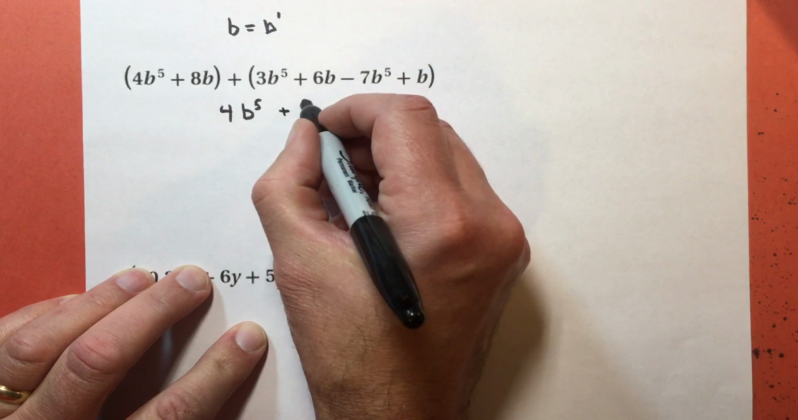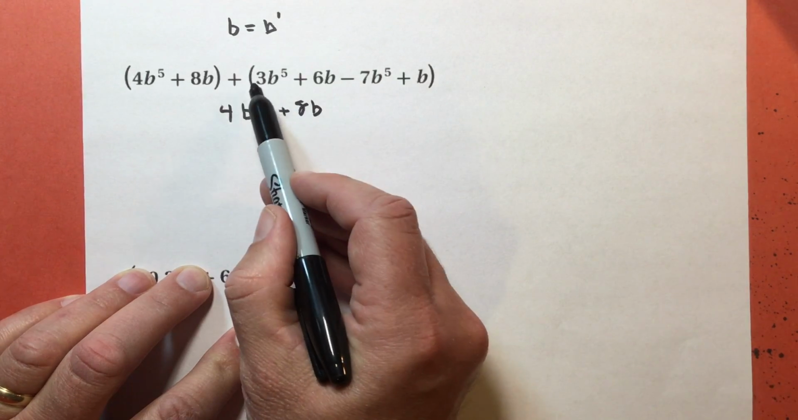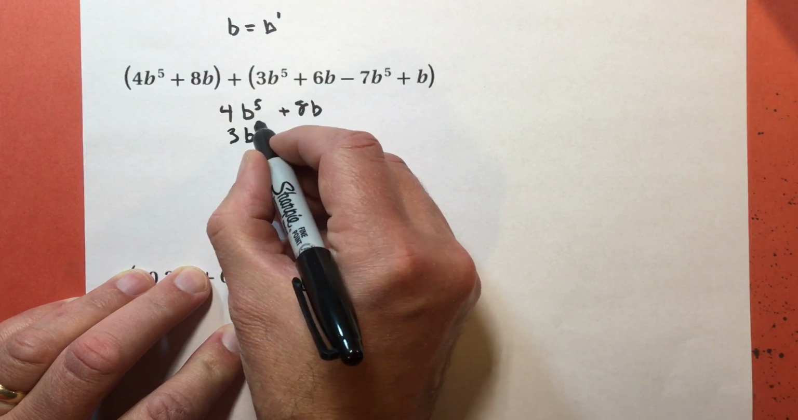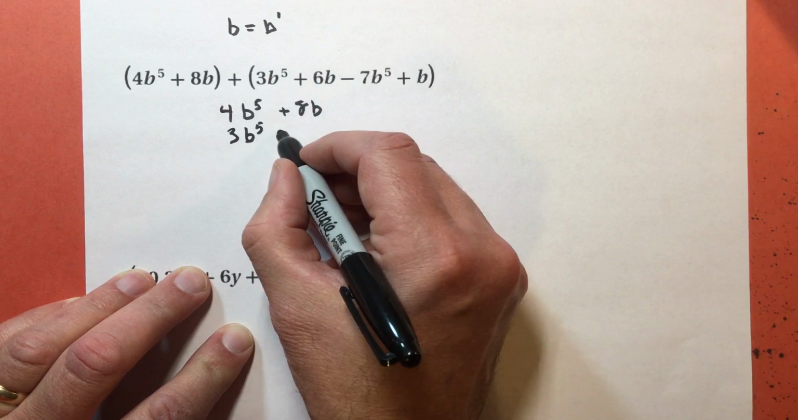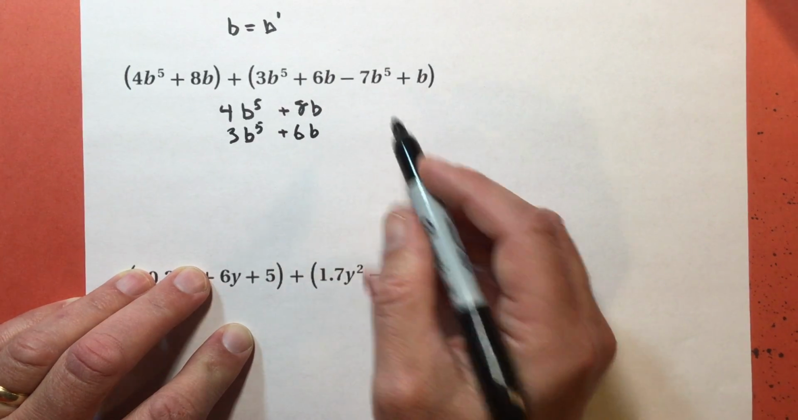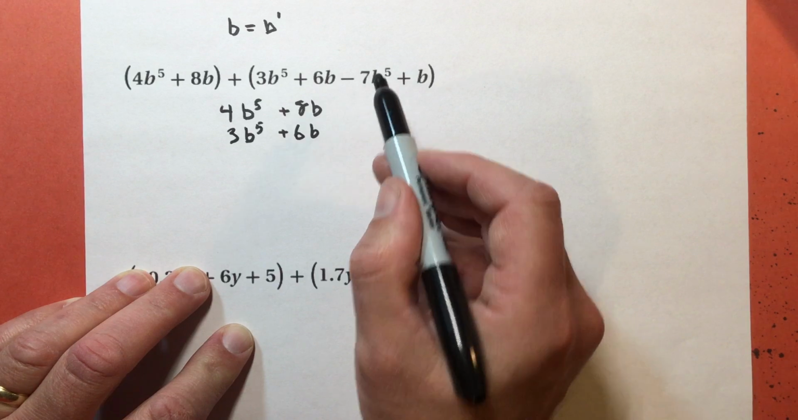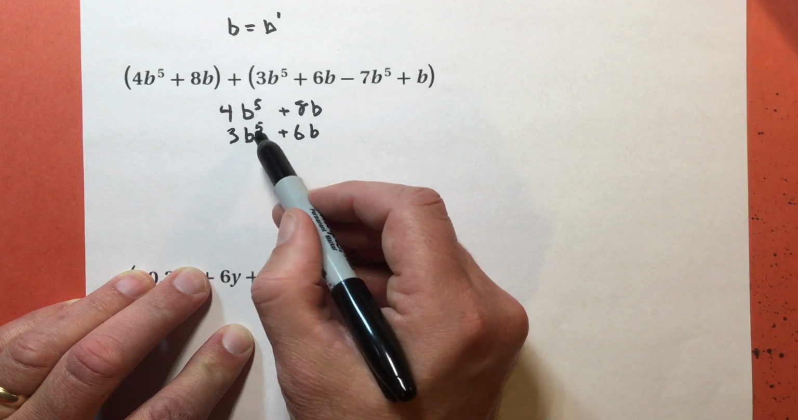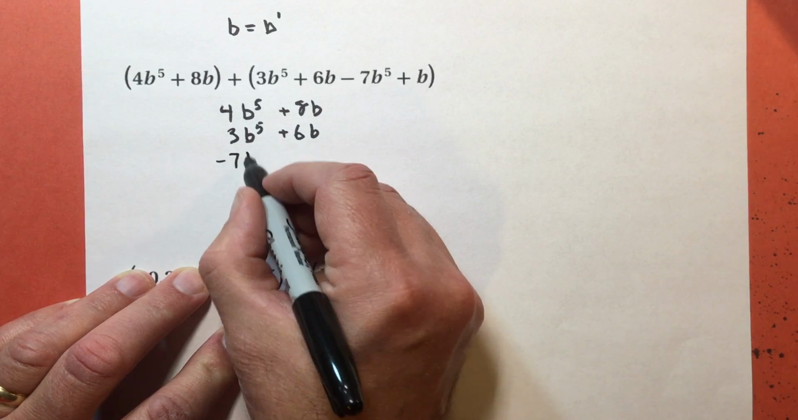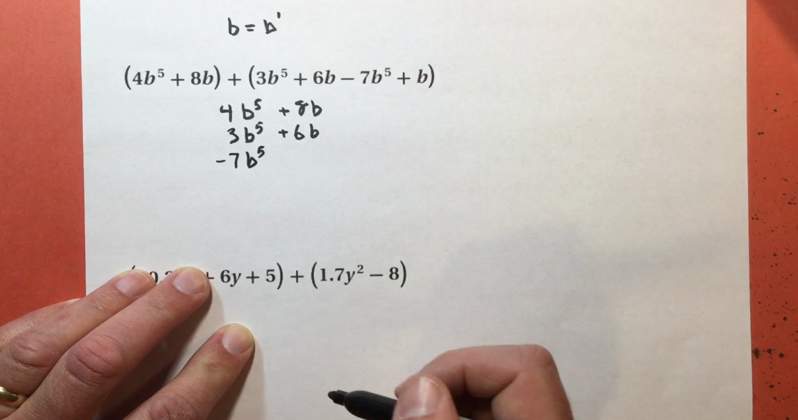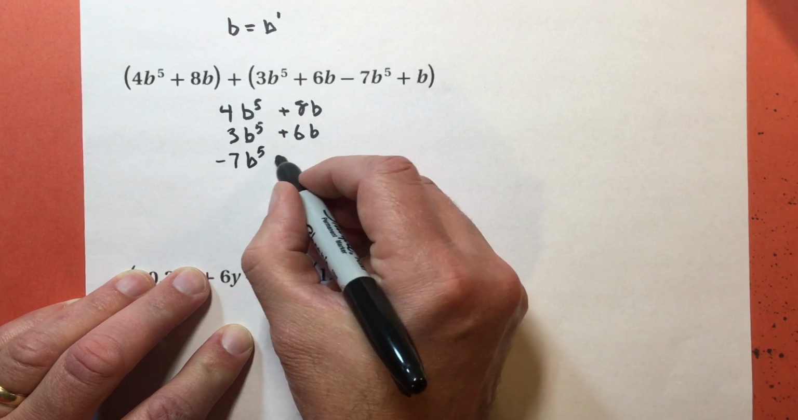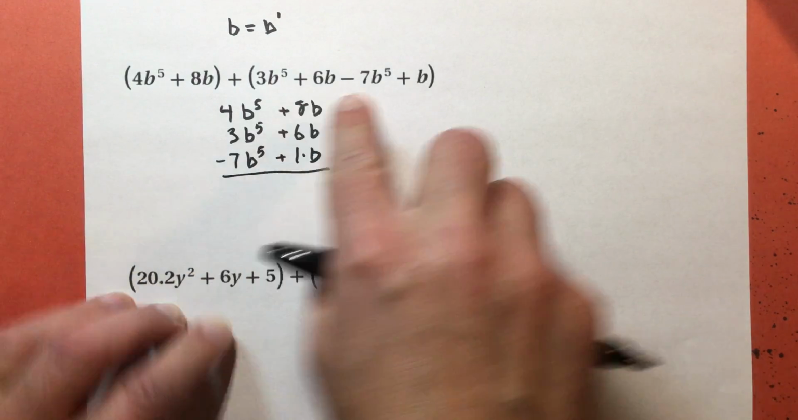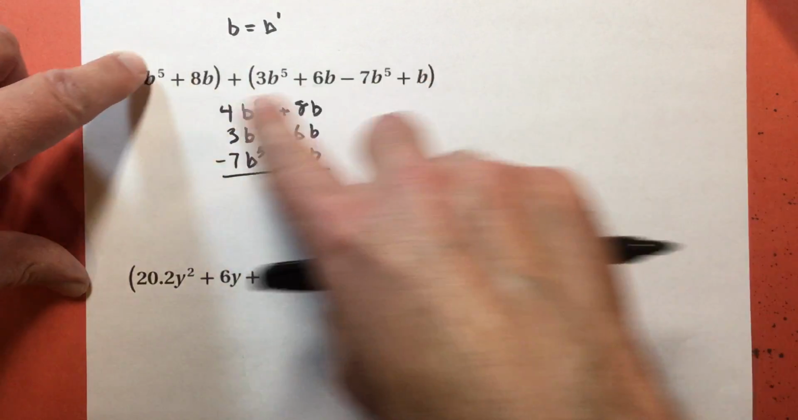8b, and put right here. 3b to the 5th power, that's going to go below here. 3b to the 5th power. 6b is going to go here. Negative 7b to the 5th power, I want to write it here, but notice that, again, that is the same as that and that. So I'm going to write it down here. I'm lining everything vertically. And the plus b is plus 1 times b. So actually this polynomial here could have been simplified before I added it to that polynomial.